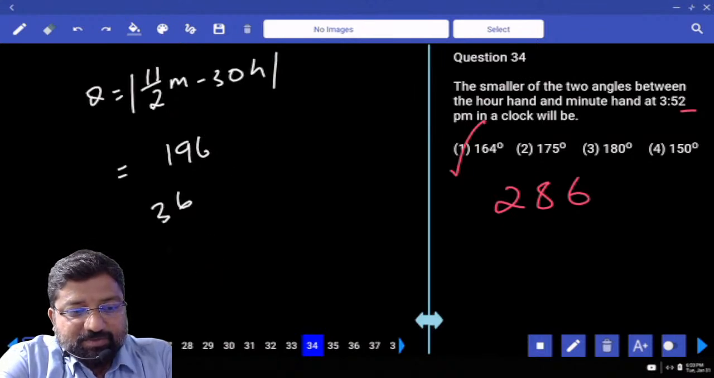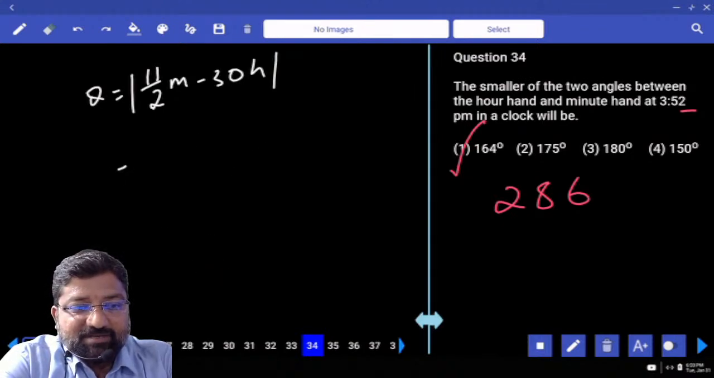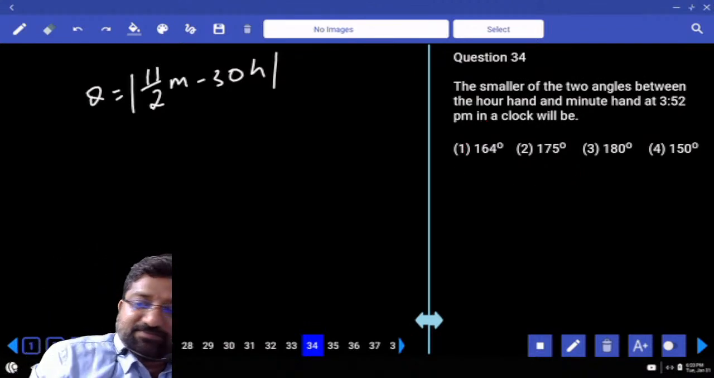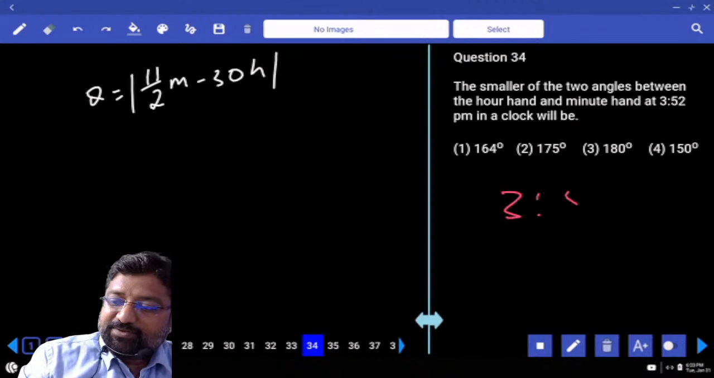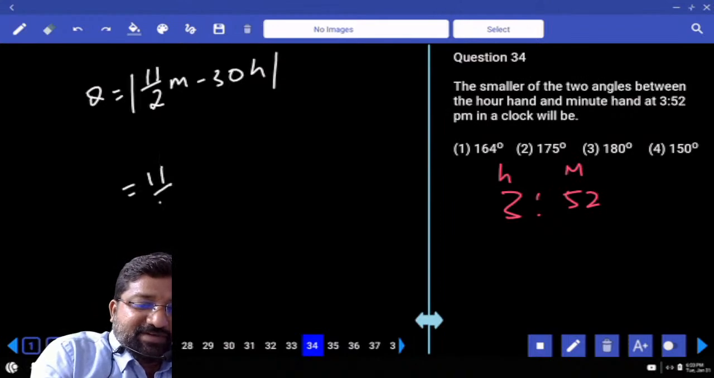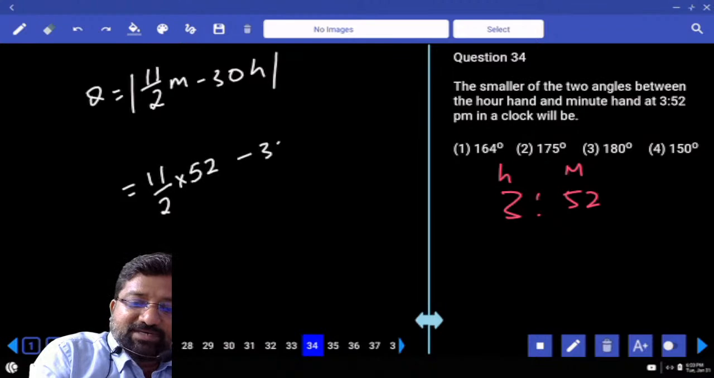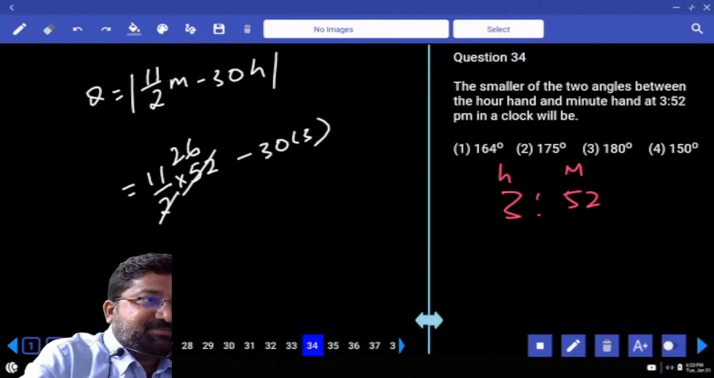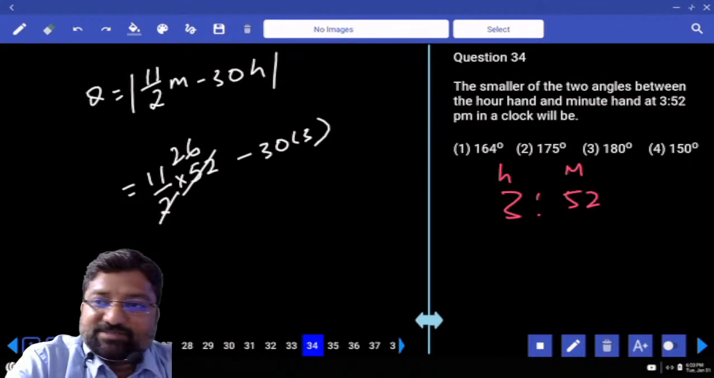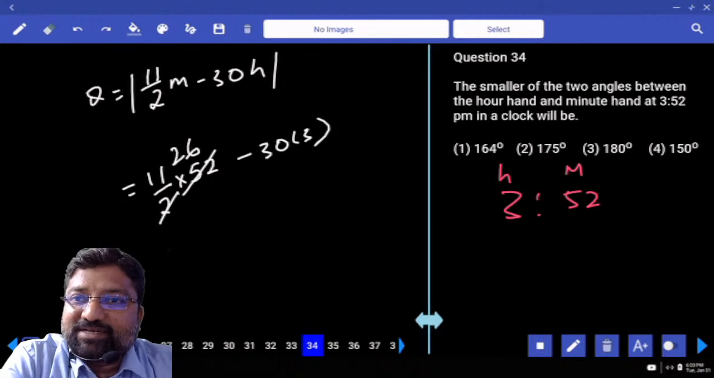For all those people who didn't understand what happened here and how they got 196, listen, I am telling it for you. 3:52. H is 3, M is 52. This is equal to 11 by 2 into 52 minus 30 into 3. 26. 26 into 11 is 286. 286 minus 90 is 196.